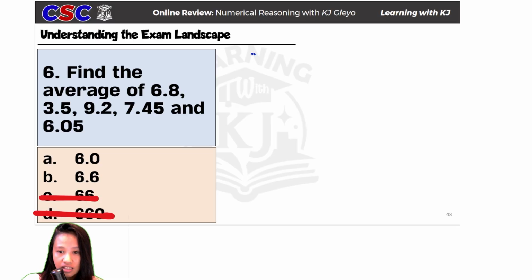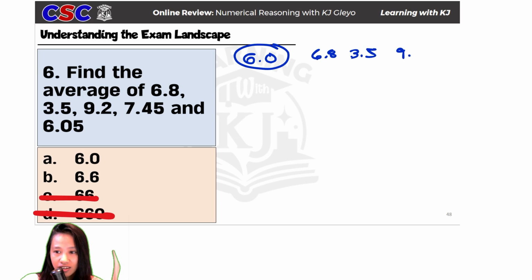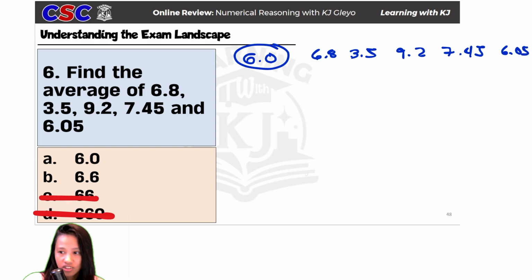So, we have here 6 yung number ko. I have to remember this one, or 6.0. Tapos, ilalagay ko dito yung mga number sa taas. Okay? So, we have 6.8. Kakasyahin ko. 3.5. 9.2. 7.45. And 6.05. Medyo hindi na siya kasya dun sa gilid. Anyway, so 6.8. Ima-minus ko yung 6 natin sa 6.8 if mas malaki yung nasa taas. Magkakaroon tayo ng positive na difference.